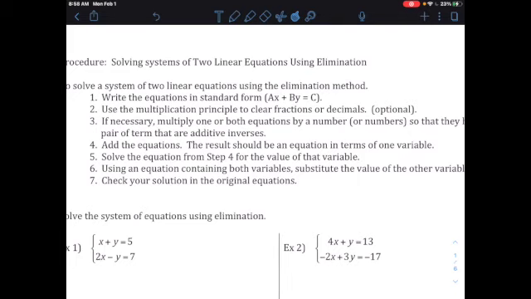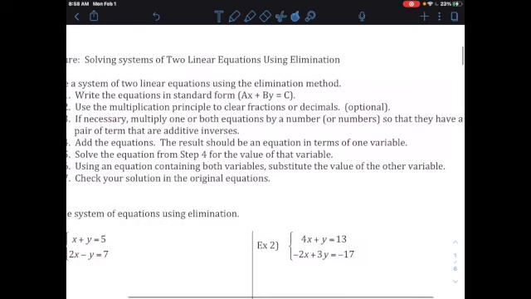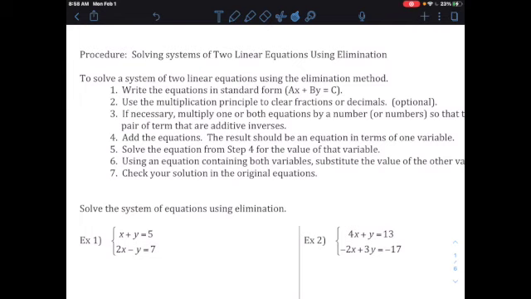5. Solve the equation from step 4 for the value of that variable. 6. Use an equation containing both variables, and substitute the value of the other variable. That gets a little confusing. I will say it to you when you get there. 7. Check your solution in the original equation. And those are the steps. I will demonstrate in examples 1 and 2.